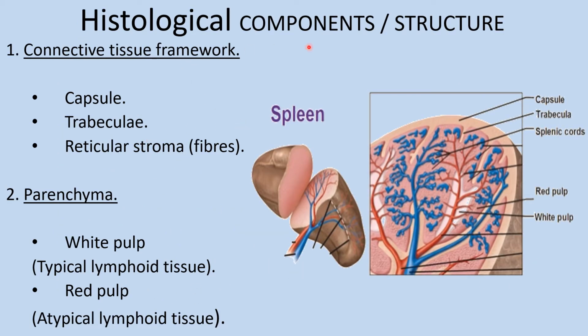Now, what are the histological components or structure of the spleen? It consists of a connective tissue framework and the parenchyma. In the connective tissue framework, we have the capsule, trabeculae, and the reticular stroma or fibers. Whereas the parenchyma includes the white pulp, that is the typical lymphoid tissue, and the red pulp, that is the atypical lymphoid tissue.